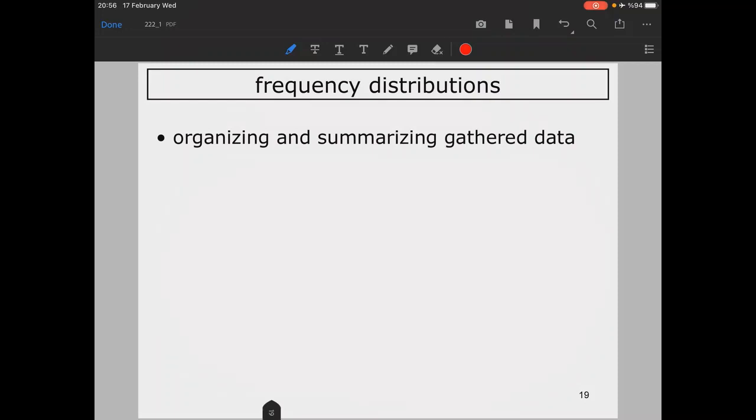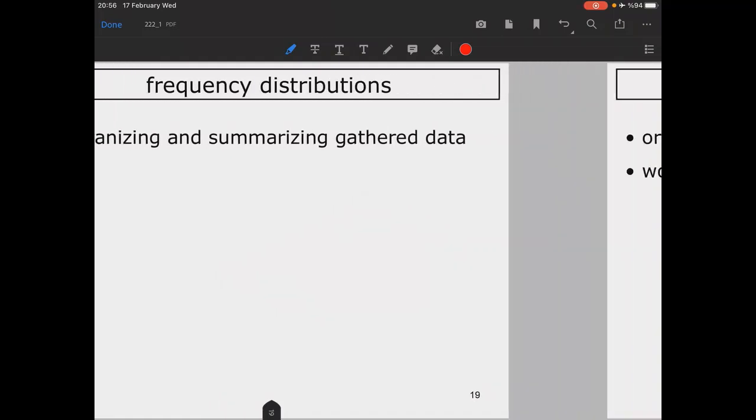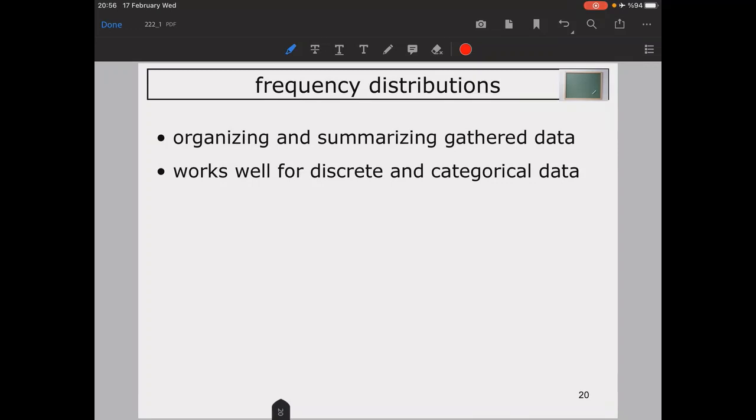Now we can continue with the frequency distributions. We're trying to understand the data gathered. So why do we use frequency distributions? For organizing and summarizing the gathered data. That's the main idea. It works pretty well for discrete and categorical data.